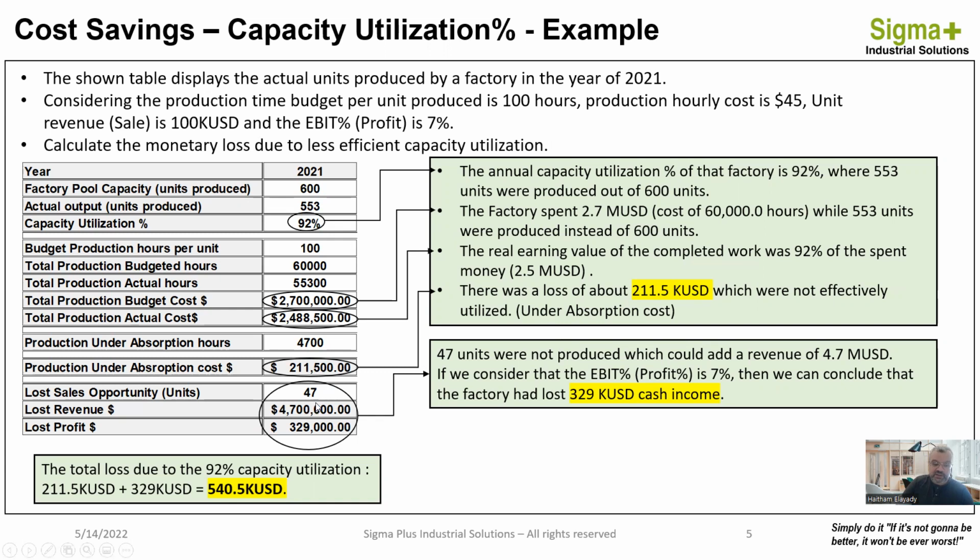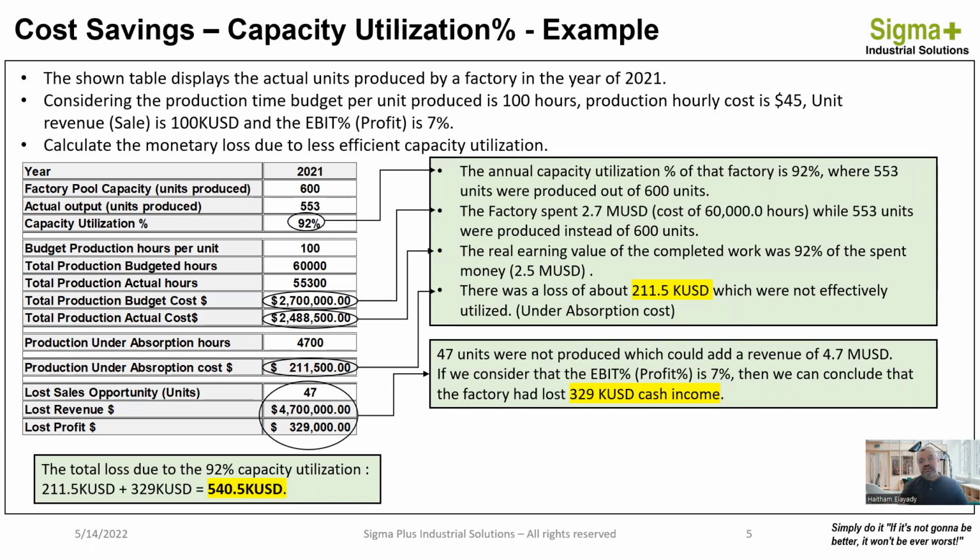And those 47 units could generate a revenue of $4.7 million, since the unit sale is equal to $100,000. Okay, and if I consider that the EBIT is 7%, that means that I lost an EBIT that could be a cash income to the company of $329,000.